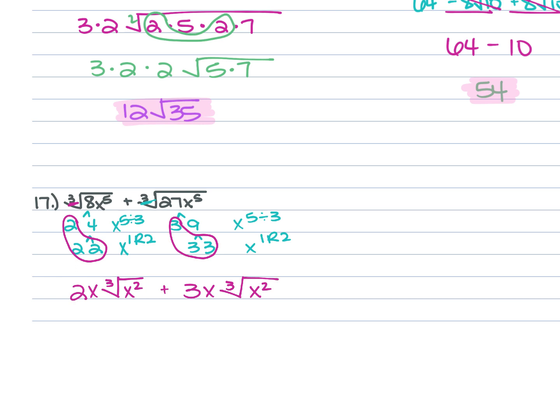From here, check to see if you have like terms. If you do, combine. You have an x squared underneath the cube root for the first term. Second term, you also have the cube root of x squared. So because these indexes and what's underneath the radical are the same for both terms, add what's in front. 3x plus 2x gives us 5x. Then you keep the cube root of x squared.